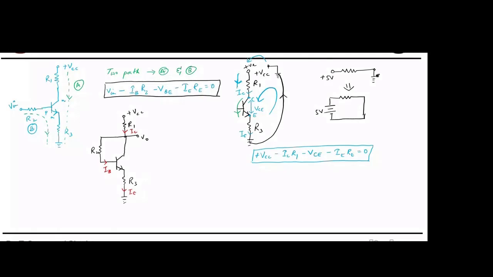Then the second thing you have to do is choose a loop. You can choose this part, or you can even choose this part. Fine. I will call this part C and this part D. Can someone tell me the equation for part C?